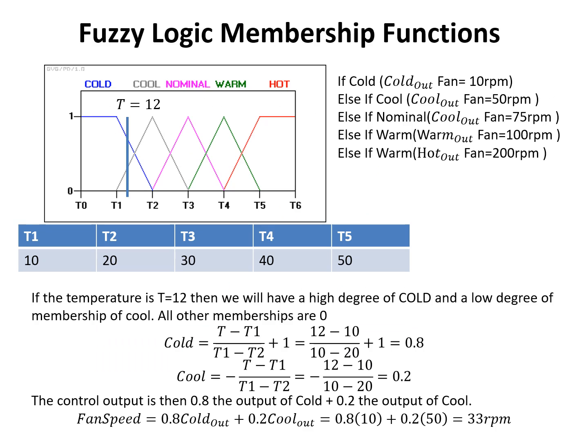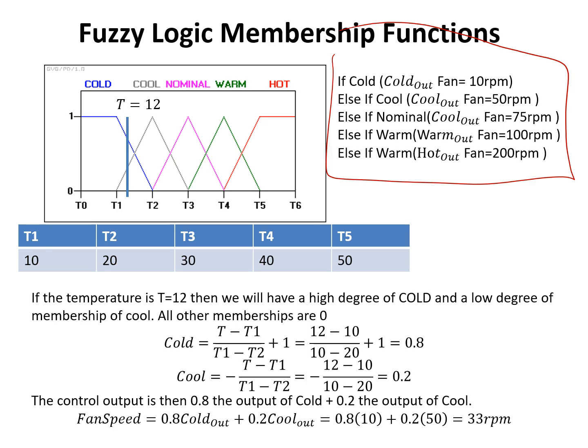So here we previously had our output, which was defined as this. So if we're cold, then let's say the fan speed is 10 RPM. If it's cool, it's at 50 RPM. And if it's nominal, 75, and so forth. So again, as the temperature increases, the fan speed increases. But again, these are very distinct states. So the output will jump from 10 to 50 and back down to 10 if it fluctuates between those two logic functions.